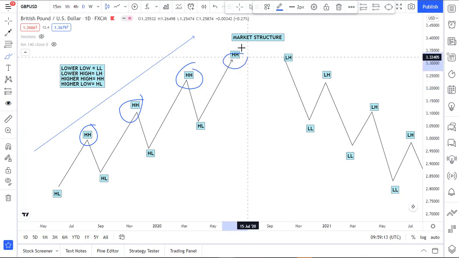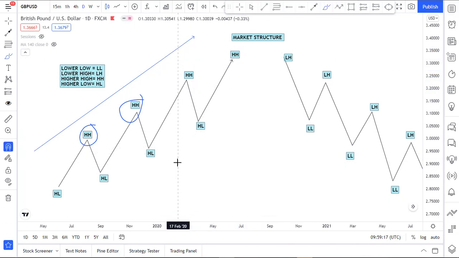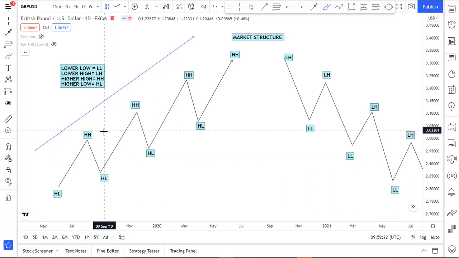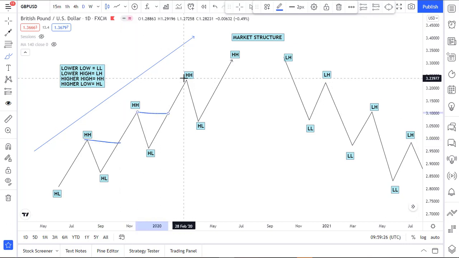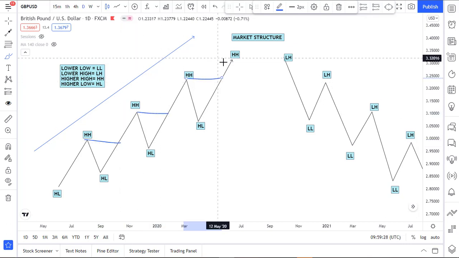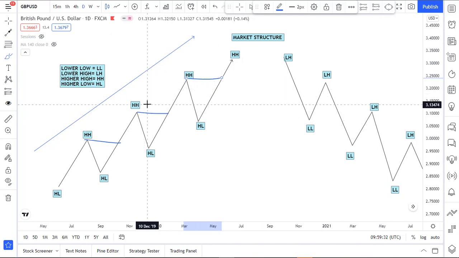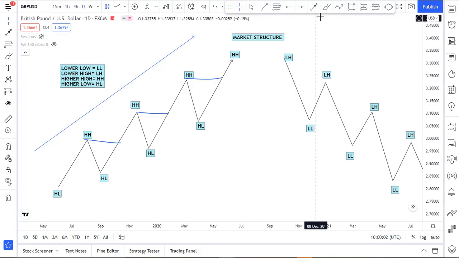Okay, and another thing is that if our structure is being broken, that's when it's termed as a continuation of a trend. So this here is called BMS. I don't know if some of you have seen me use that before. It's called break of market structure. Let me label it BMS.